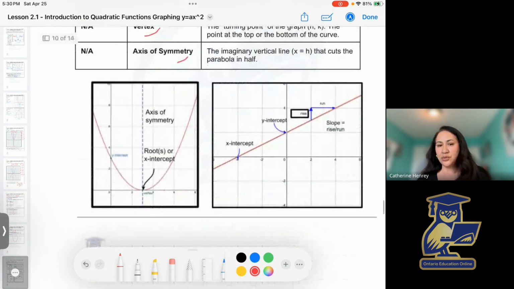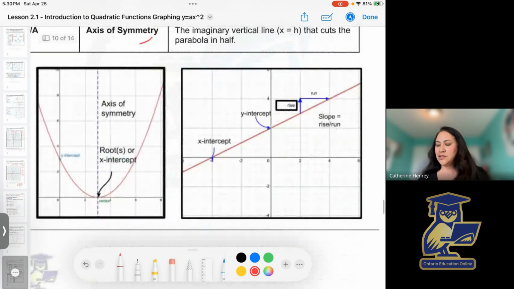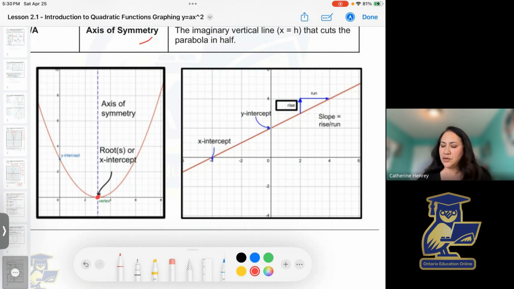So again, just to focus in on a bit of the differences here, the quadratic is on the left. We see we have a vertex. We do have a y-intercept. The vertex also happens to be on the x-axis, so it is an x-intercept and axis of symmetry. And then over on the right, we have a linear relation, linear function. It also has an x-intercept. It also has a y-intercept. And here our slope is rise over run.